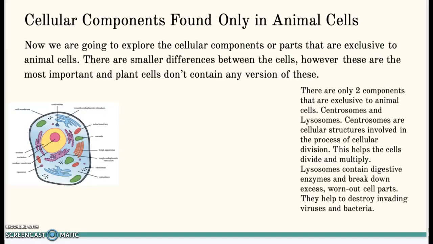So, cellular components found only in animal cells. Now we are going to explore the cellular components or parts that are exclusive to animal cells. There are smaller differences between the cells, however, these are the most important, and plant cells don't contain any version of these. There are only two components that are exclusive to animal cells, centrosomes and lysosomes.